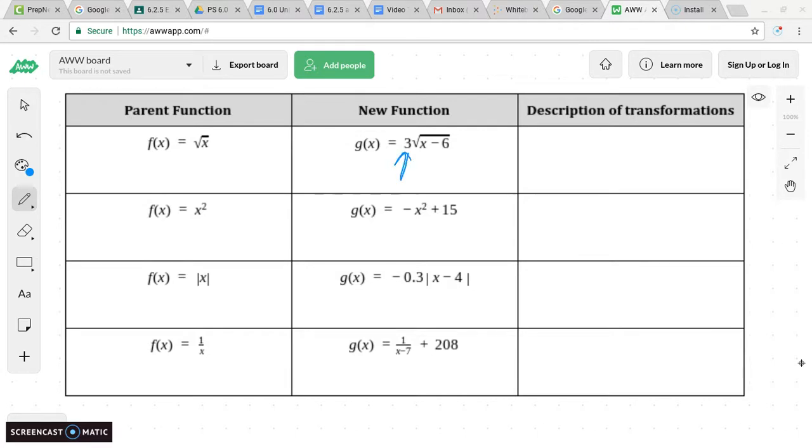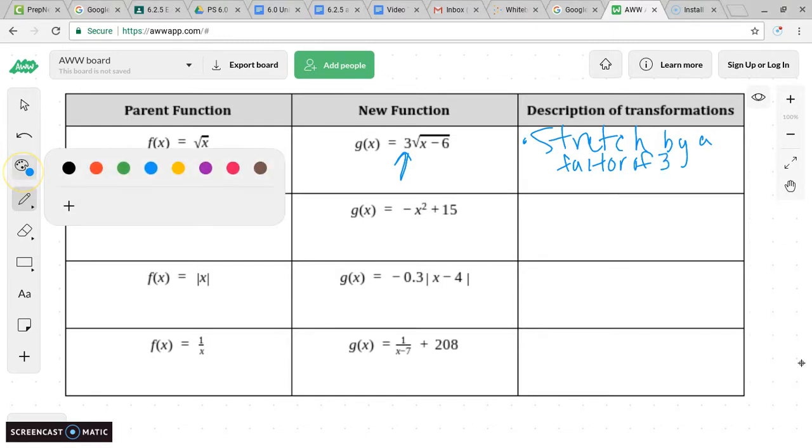If we have the 3 right there, it's a number on the outside that's being multiplied in. So we know if we look at our note packet, it is either stretching or it is shrinking. Because it's 3 and it's larger than 1, we are going to have a stretch by a factor of 3. Okay. And I don't know if I have enough room to write this, but we're going to try. So by a factor of 3. So that's one of the things that's happening.